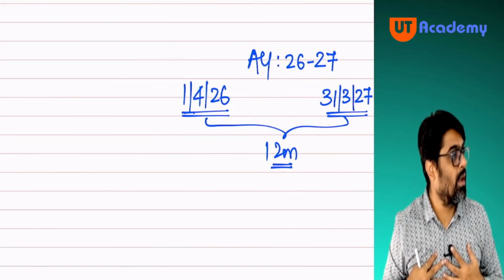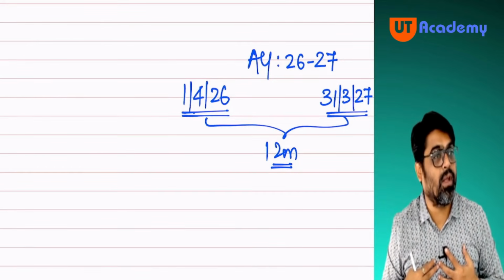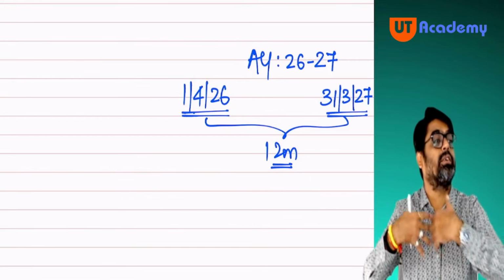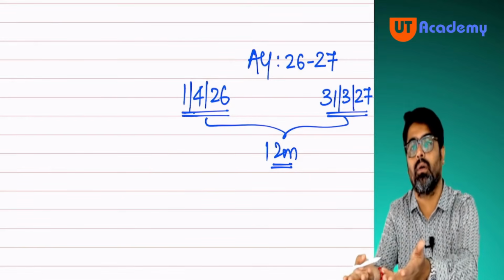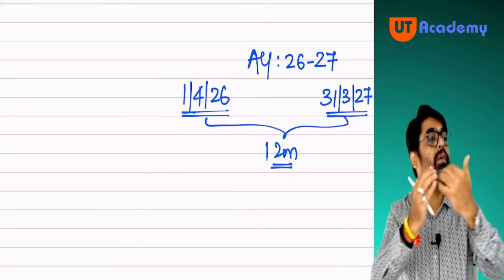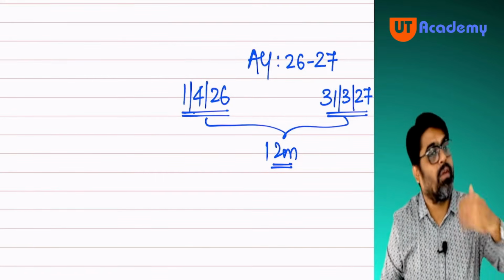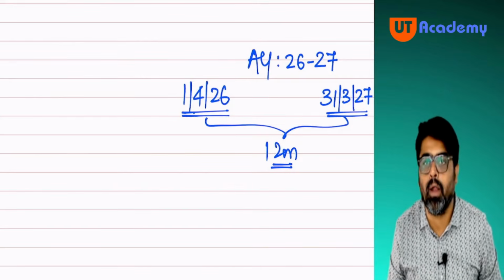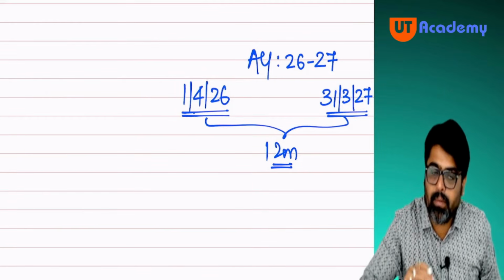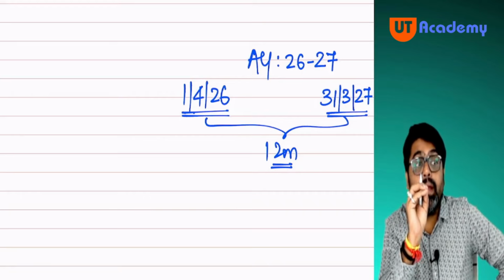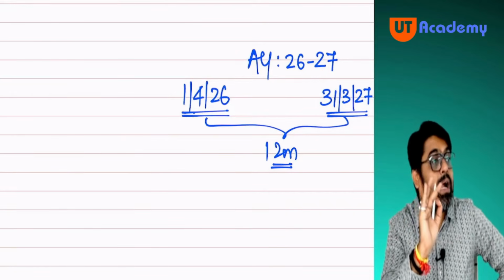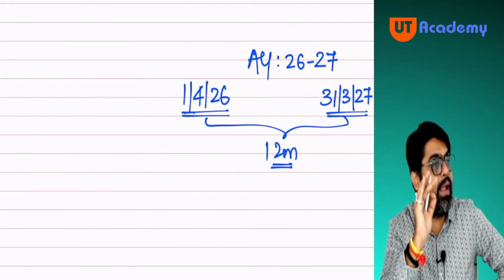For every individual, his income will be assessed in 26-27. But that income will be for previous year 25-26. For every individual also that will happen. For every partnership firm also this will happen. Getting my point? So assessment year, tell me the definition. It is a period of 12 months starting from 1st April every year.